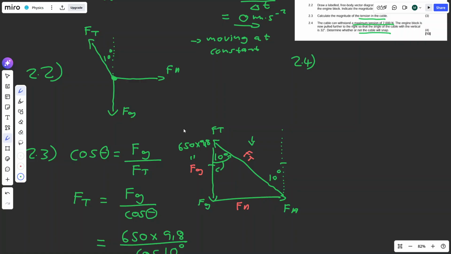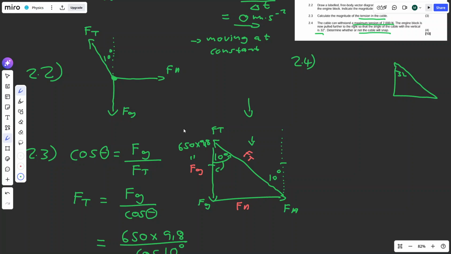Okay. So now the engine block is pulled further to the right so that the angle of the cable with the vertical is 32 degrees. Now we need to determine whether or not the cable will snap. So the only change here, if we refer to the diagram that we drew here, is the change to the angle. Okay, we're going to be changing that angle. So let's redraw that here. Instead of 10 degrees, we'll just put 32. So we'll have 32 degrees here.